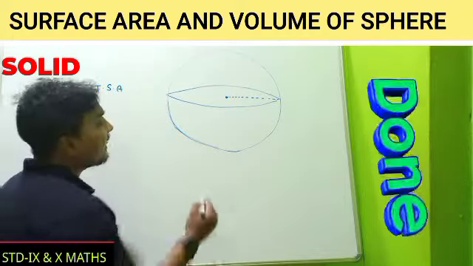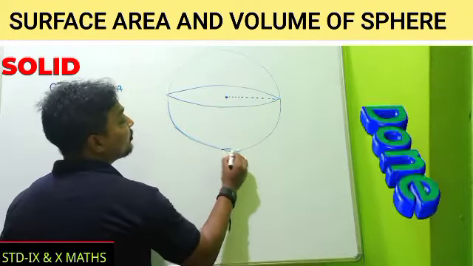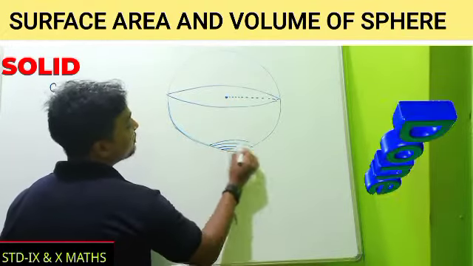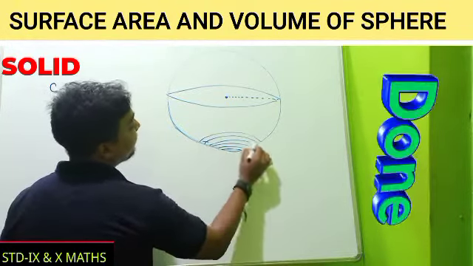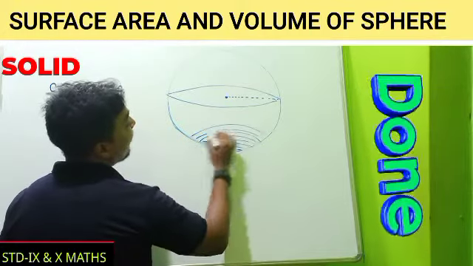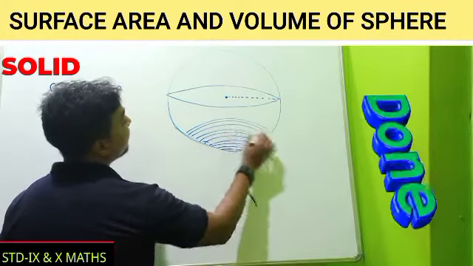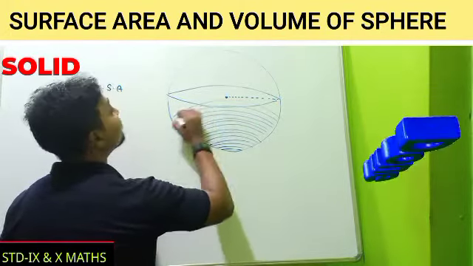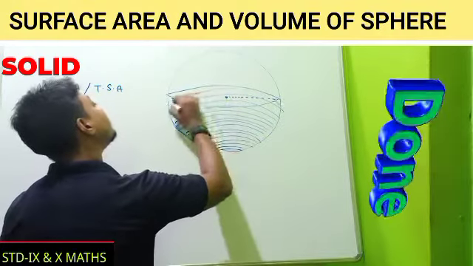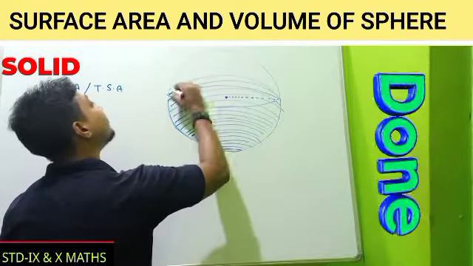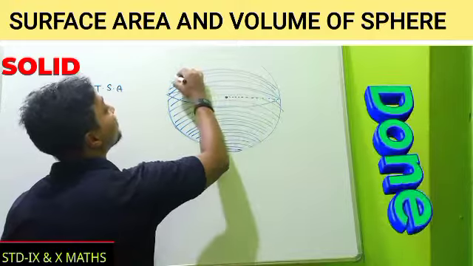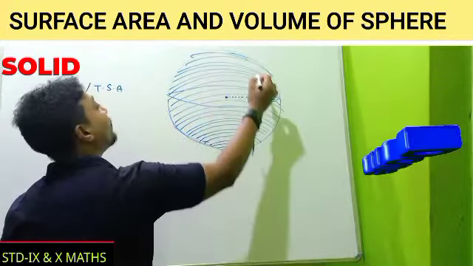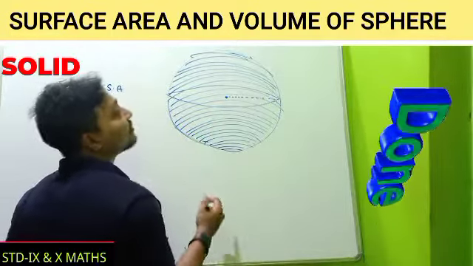I have to use the thread, and by using that thread I have to cover the total surface. I have to wind it around in such a way that the total surface of the sphere is covered with the thread. Where I find that it is completely covered, from that point I have to cut the thread.